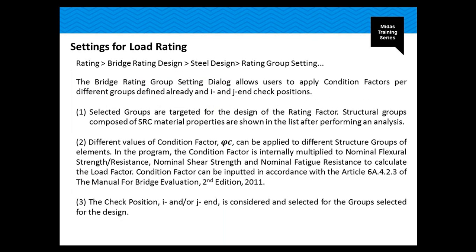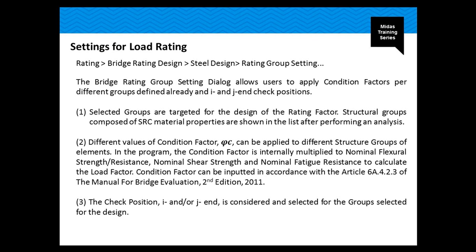Then we have something called the rating group setting. The bridge rating group allows the user to apply condition factors per different groups at the checked position, such as I, N, or J. Here the selected groups are targeted for the design of the rating factors. Structural groups composed of SRC material properties are shown in the list after performing the analysis. Here you can also define different values of the condition factor.